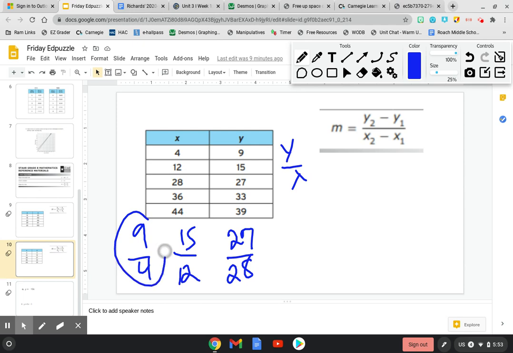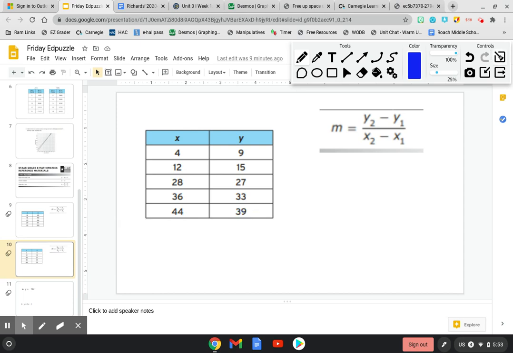This one is greater than 1, and this one is less than 1. So greater than 1, less than 1. These are not the same. They don't have the same slope. So we are going to have to use this formula over here.